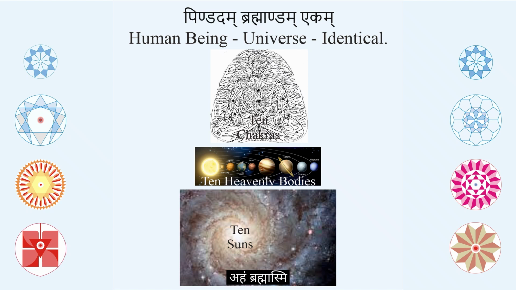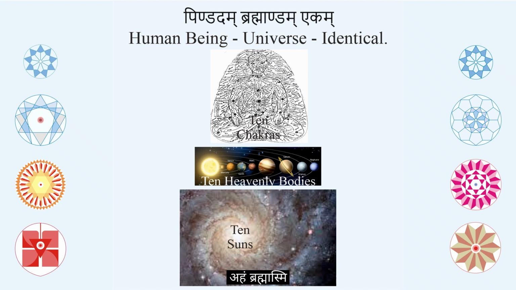Now come to the question. The statement is Pindande Brahmande, Ekam. That means the perfect human being and the universe are identical. This is where the higher consciousness comes into play. You see a different picture compared to what I have put, but I have put 10 chakras, not 6 chakras. 6 chakras is autonomic and the complete human being has 10 chakras. The same thing is reflected in the solar system as 10 heavenly bodies.